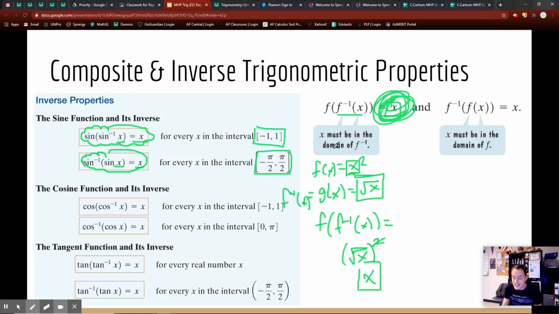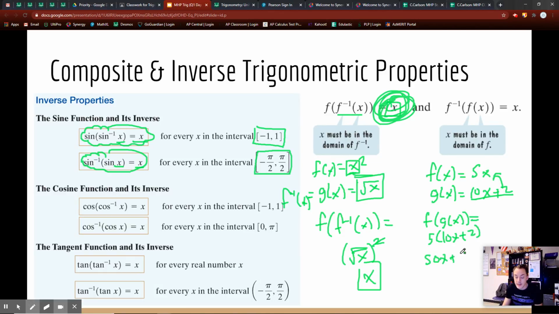Okay, a more elaborate example of an actual composition of functions, without inverses, is this. If you have f of x equals 5x, and then you have g of x equals 10x plus 2. Let's just say that. And if I want you to find f of g of x, this is review from Algebra 2. That means you're plugging in g of x into that x. So it's going to be 5 times 10x plus 2, which is 50x, and then plus 10. Okay, that is how you do composition.